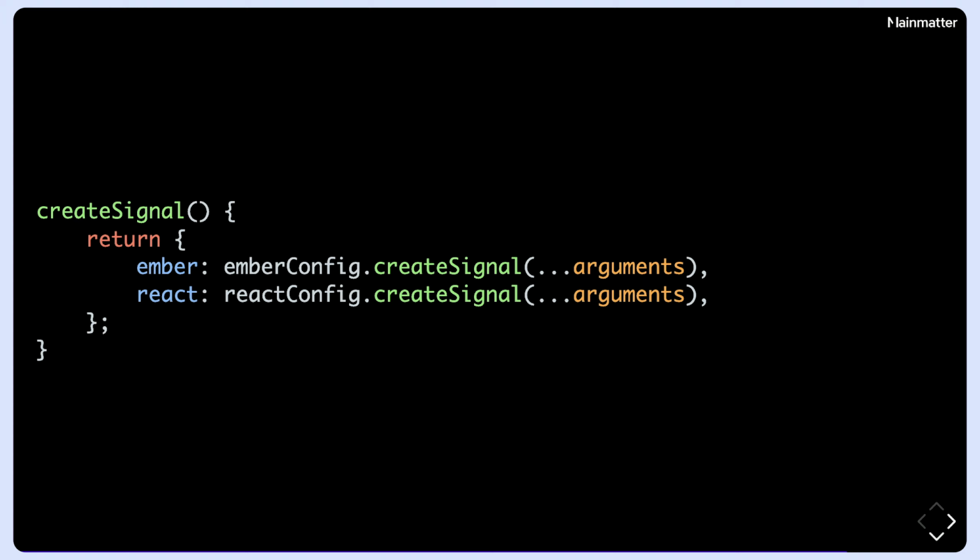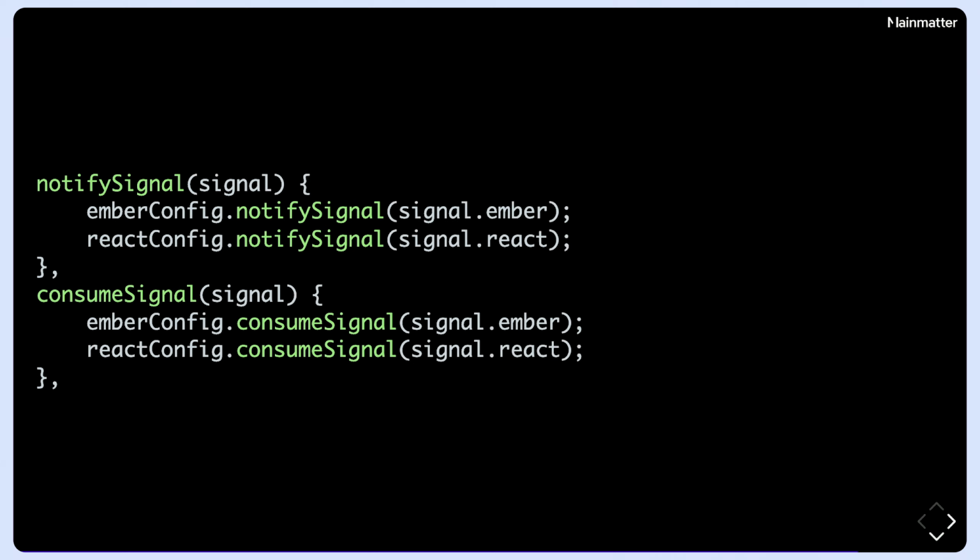So let's look at createSignal. In this case, the return value is used by notifySignal and consumeSignal, so we can define the return shape ourselves, as we will be the ones using it. So what I do here is I return an object with Ember and React keys, which call the respective configuration createSignal functions. Then notifySignal and consumeSignal call their respective functions with either signal.ember or signal.react as received from the shape we just created. So this should be enough for an example. If you're interested in the full implementation of this configuration, you can check out the source code in the demo app.